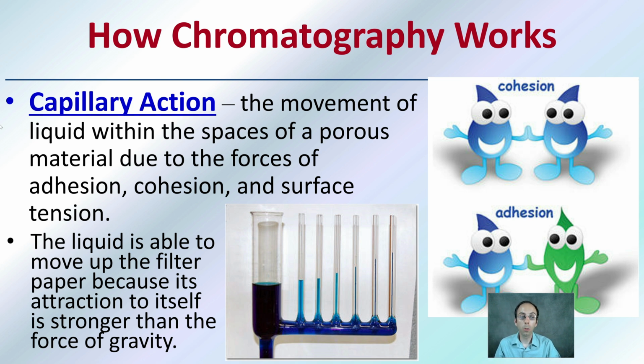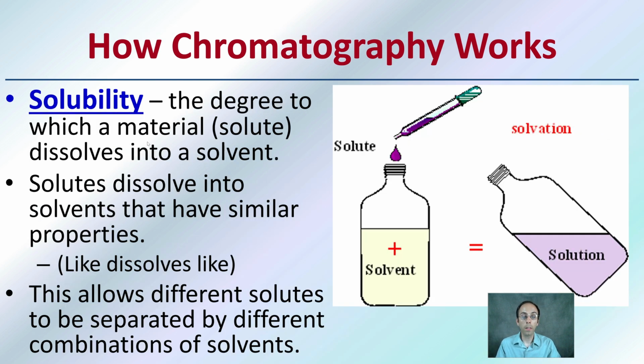The liquid is able to move up in the filter paper because the attraction to itself is stronger than the force of gravity. As those walls get closer, those forces of attraction are greater, and they can travel further up this glass tube as an example. In paper, the pores are very small as well, and that allows it to, again, move and fight the force of gravity. So the solubility, which is the degree to which a material or solute dissolves in a solvent.